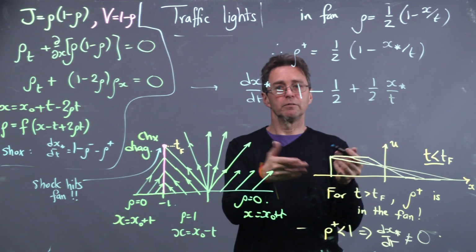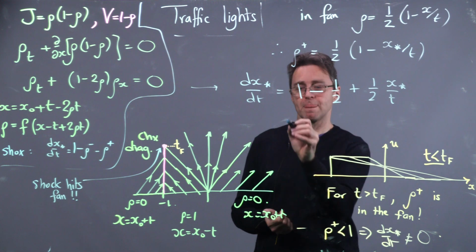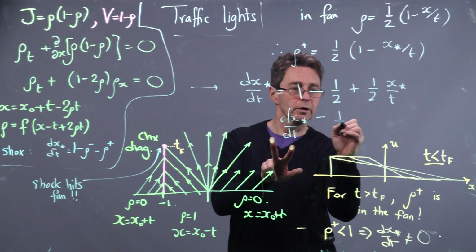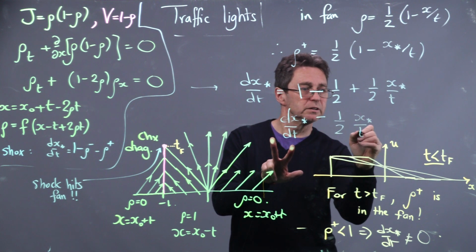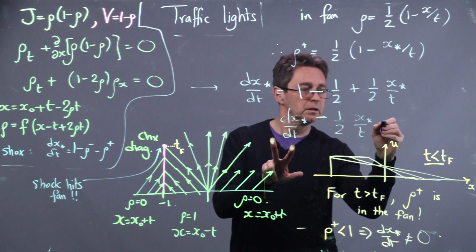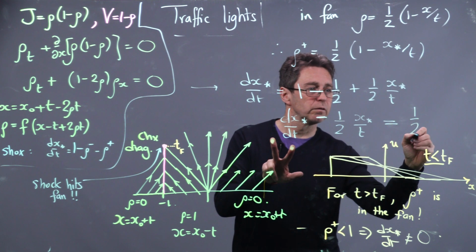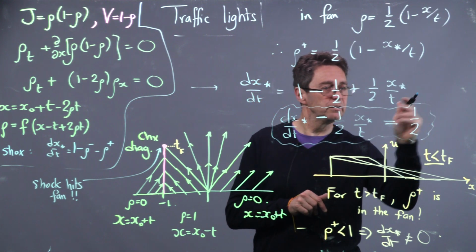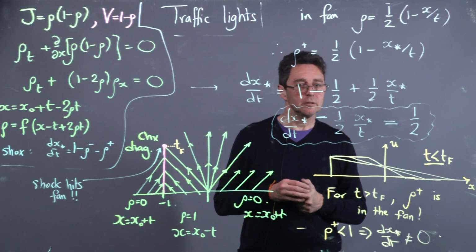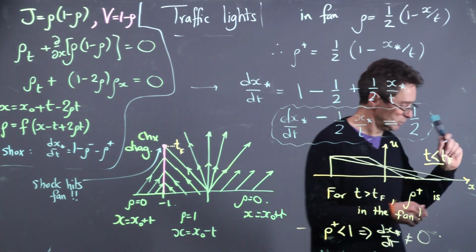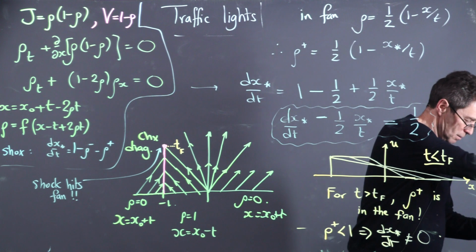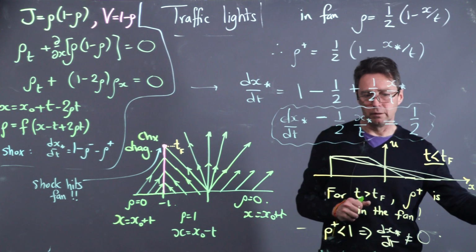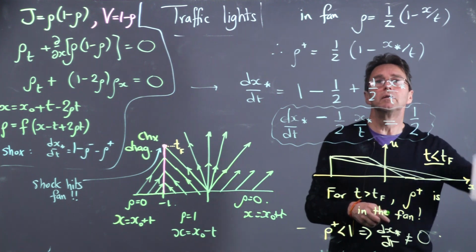That's a differential equation for the shock position, rather charmingly. So dx star dt minus 1/2 x star over t is equal to 1/2. That's the equation for the shock position. It's a nice ODE for it. I should stop using that pen. And I've dropped one. There it is. Okay, so let's solve that. Up there.